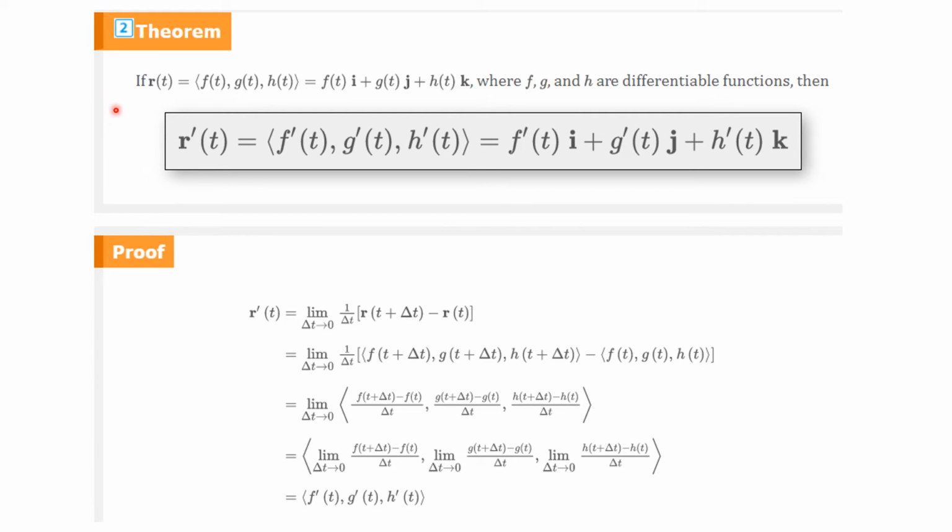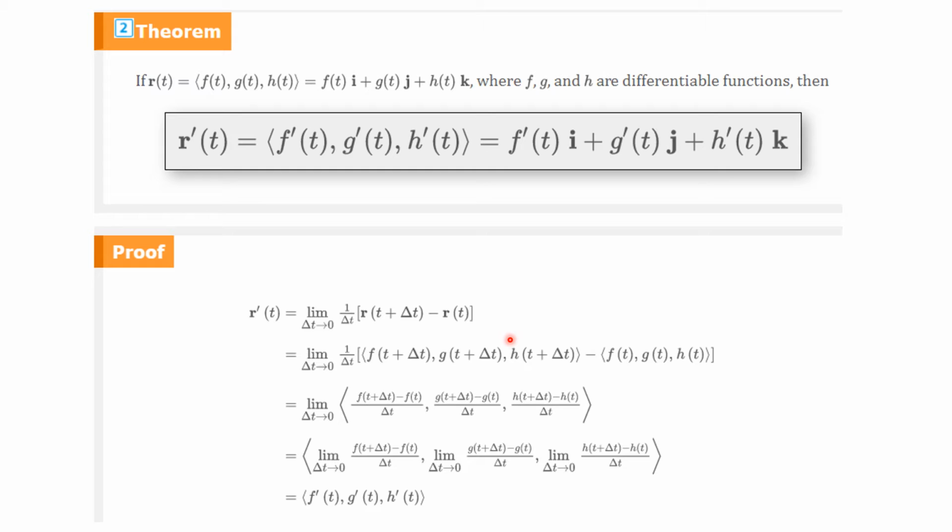And so here's a theorem, and it's not a surprising theorem, but it is an important theorem for your calculations. So if r of t is equal to the vector f of t, g of t, h of t, or in the i, j, k direction, where f, g, and h are all differentiable functions, then r prime of t is equal to, you just take the derivative of each component, and it can be represented this way.